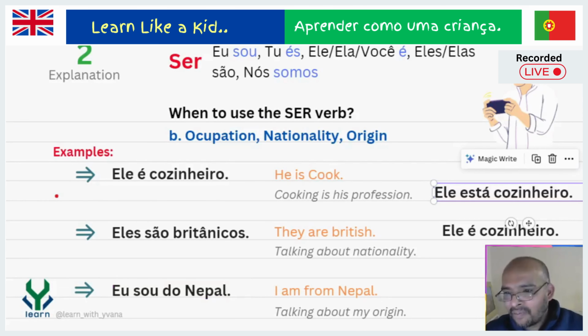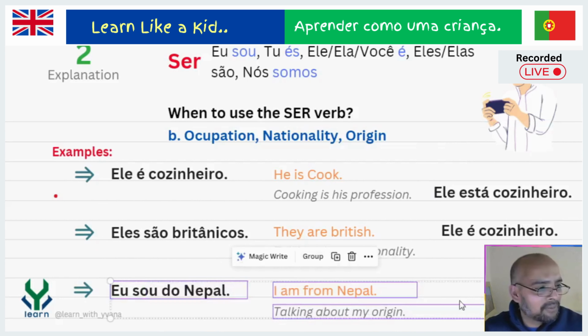Yeah, that means if I am a permanent cook at this time, I have to use SER. But if I cooked once, then I have to use ESTAR. Very good, Mukendra. Oh my goodness, you helped me a lot today. Thank you very much. That's exactly what I mean. This is a bit important.